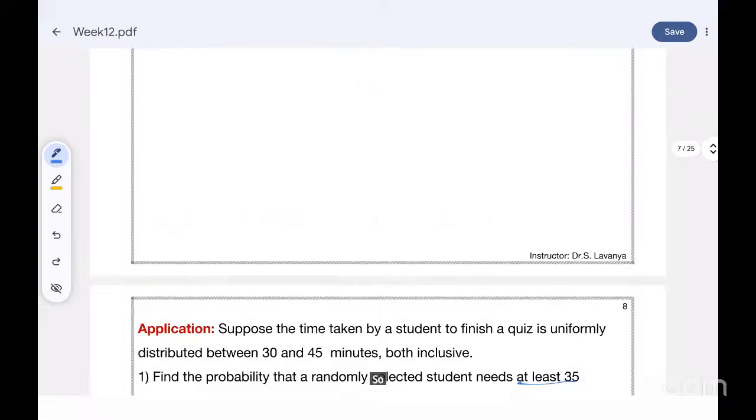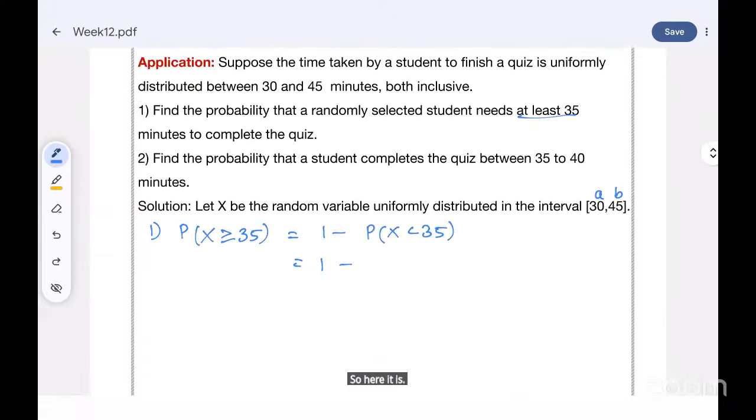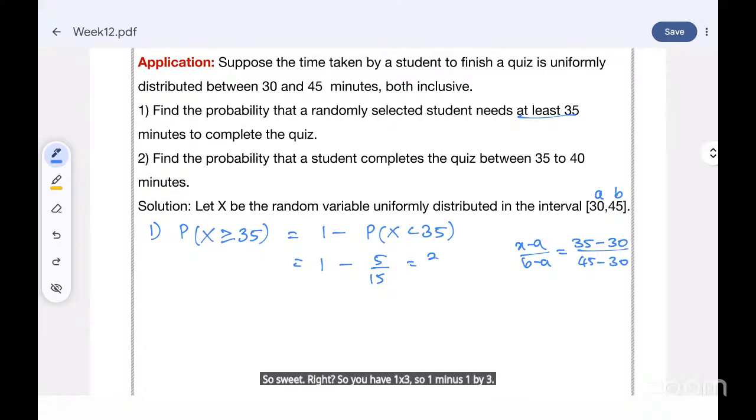So here it is x minus a by b minus a. Here your x is 35, a is 30, then 45 minus 30. So you should get 5 by 15, right? So you have 1 by 3. So 1 minus 1 by 3 is 2 by 3. Is this fine? Yeah. All right.